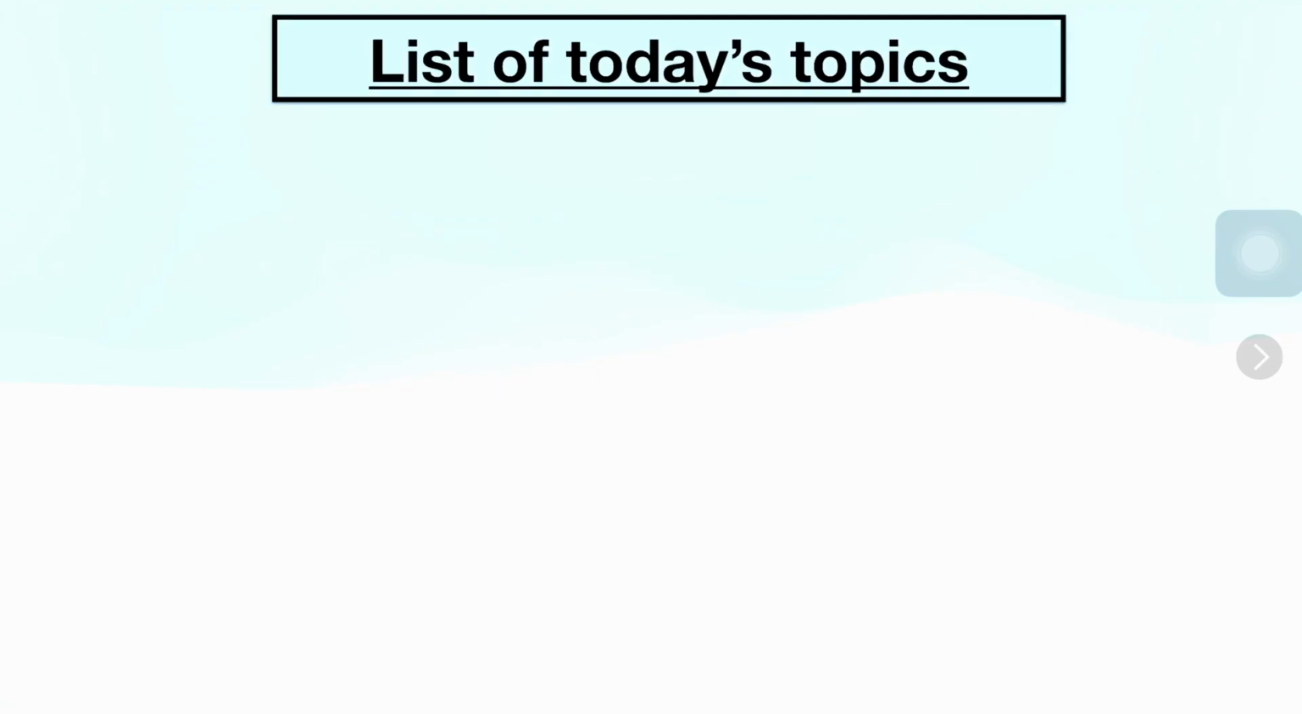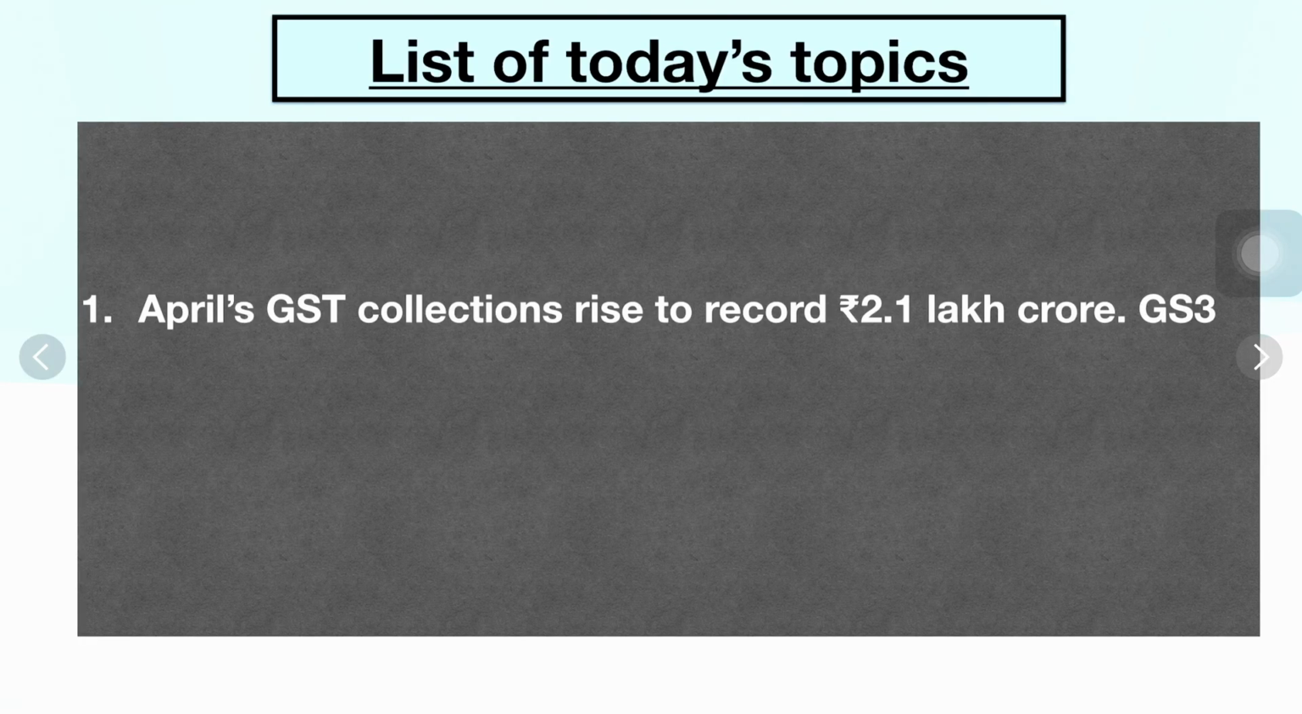Today's topics. First topic includes April GST collection rise to record 2.1 lakh crore rupees. As you know, the GST collections have been rising, but April 2024 was somewhat around 13% higher as compared to the previous year's April 2023. What is the significance? What are the reforms required in GST? We will deal with it.